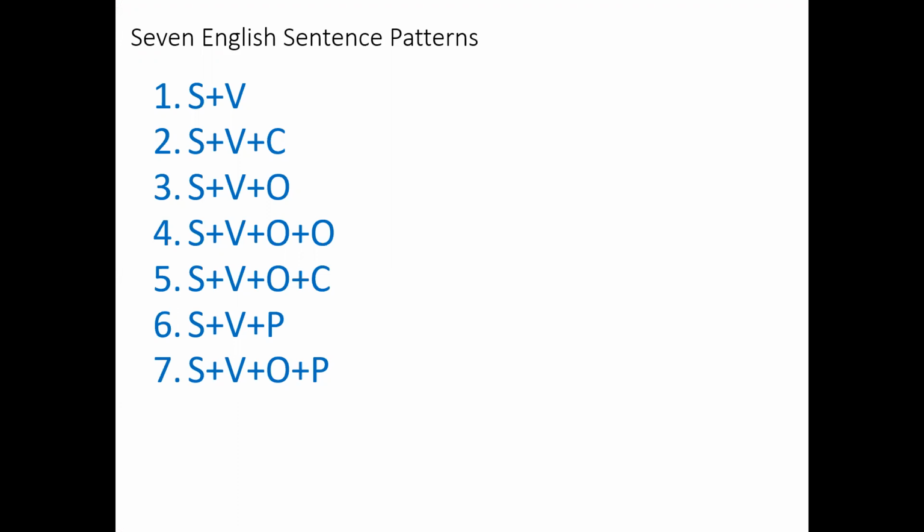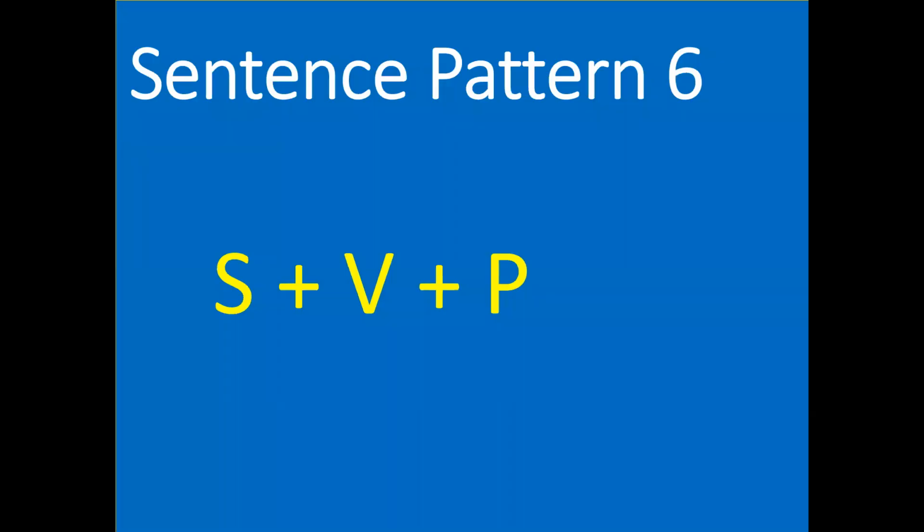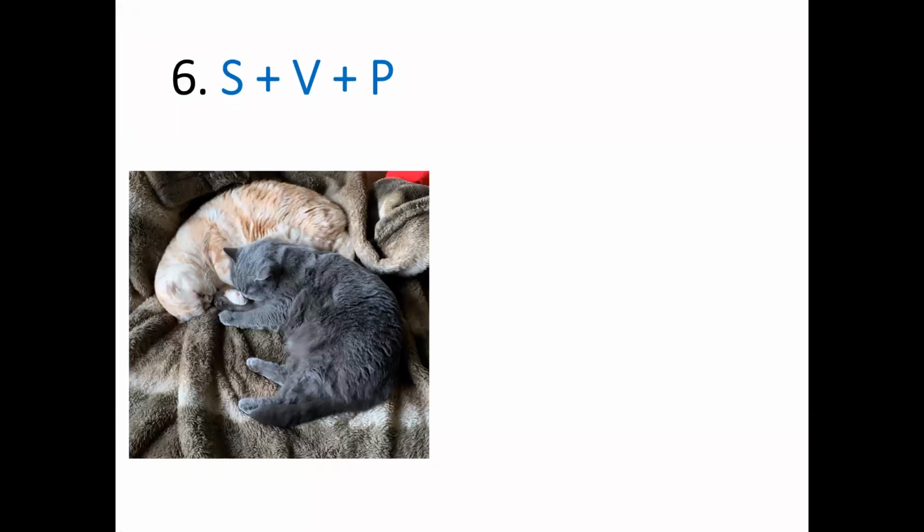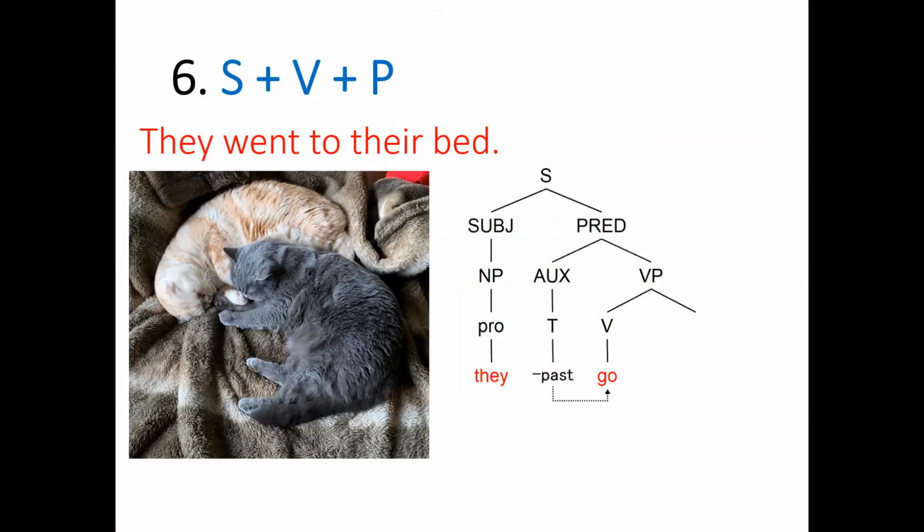So let's begin with sentence pattern 6, subject, verb, prepositional phrase. As you can see here, Hamish and Ruby are doing what they like to do most, and so we'll use them here to create the sentence, "They went to their bed." Using the rules introduced in previous videos, we can map out most of this sentence. We just need to account for the prepositional phrase, "to their bed."